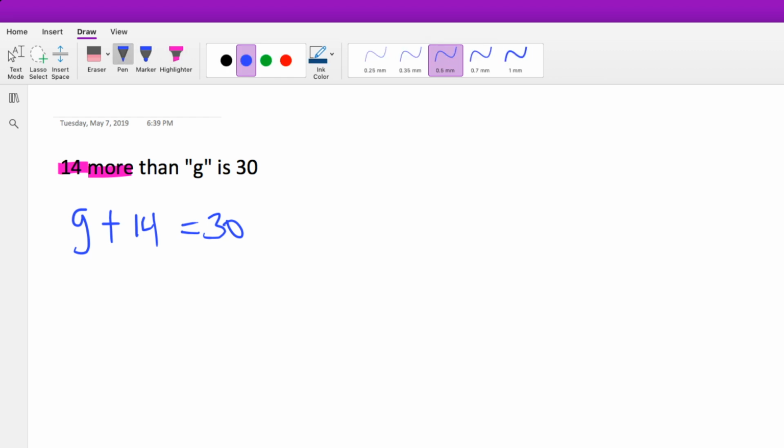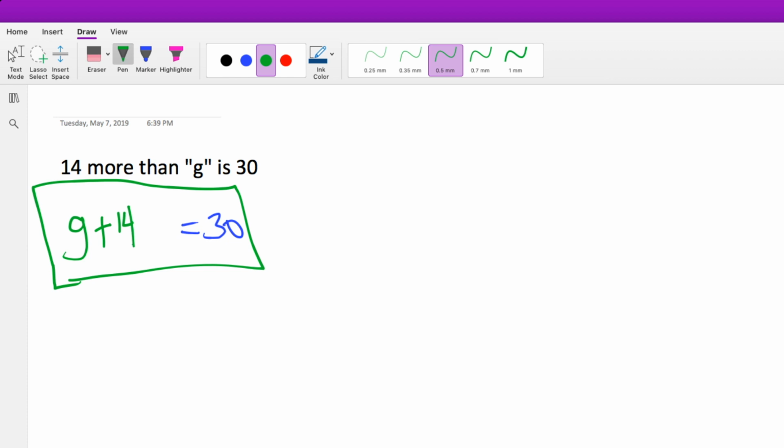What does 14 more mean? Here there's 14, it's more than G. If we wrote it the other way around, like 14 plus G right here, this means that there is G more than 14. And that's not what the problem says. It's saying that there is 14 more than G. That is why we have to put the G, and there's 14 more than that G, and that equals 30.